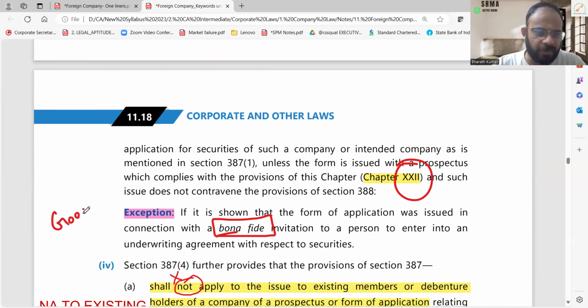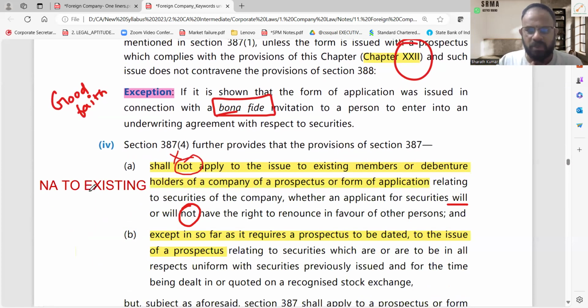If you have done it in good faith, you can try to do it in any other form of application. Even if it is not as per chapter number 22, it is allowed. For what it is not, all this is applicable. Here, it is saying not applicable. What is that not applicable?